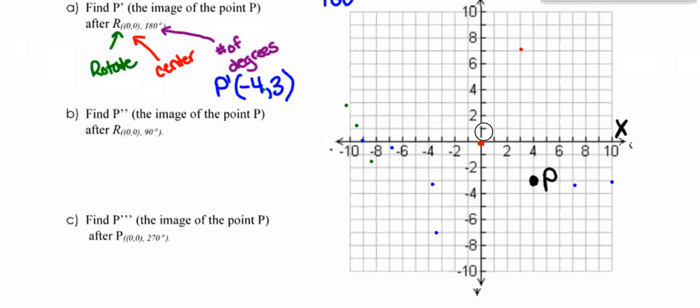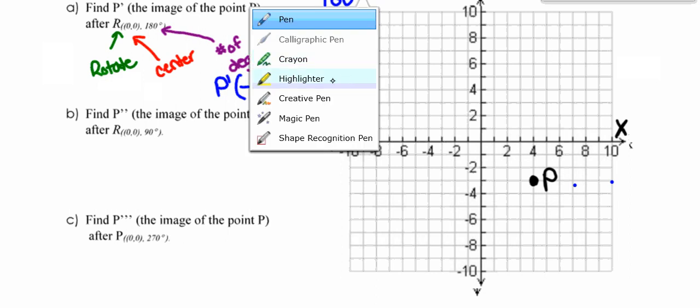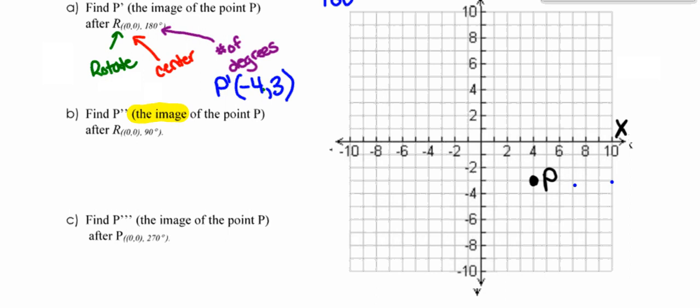I'm going to erase the work that I did for point P prime, and I'm going to go on to the next one. Letter B says find the coordinates of P double prime. And this is important to realize: this is going to be the image of point P. So it's not going to be point P prime that we're rotating. It's going to be this original point, point P, that we want to rotate. But this time we want to rotate using the origin as our center. But now we're only going to rotate 90 degrees.